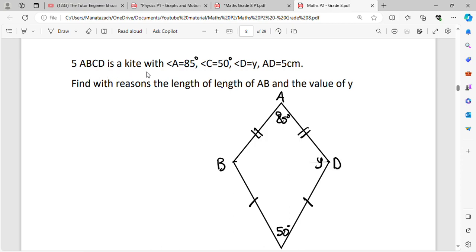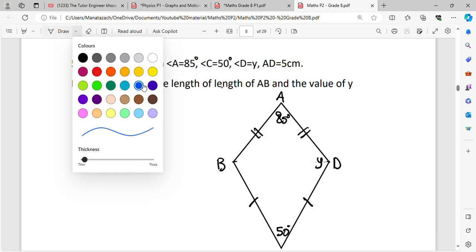ABCD is a kite with angle A equal to 85 degrees, angle C is 50 degrees, angle D is Y, AD is 5 centimeters. Find, with reasons, the length of AB and the value of Y. So let's start with that.